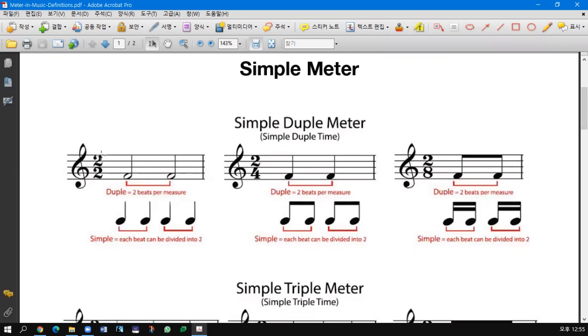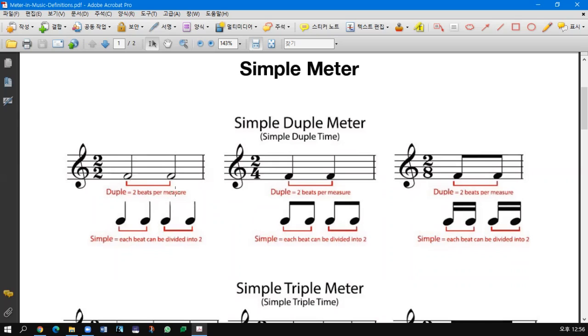The upper number is how many beats in each measure, and the lower number is what note gets one beat, right? So 2/2 is 2 beats in each measure, and the half note gets one beat. And 2/4, 2 beats in each measure, and 4, the quarter note, gets one beat. And 2/8. So this is how you read the time signature.